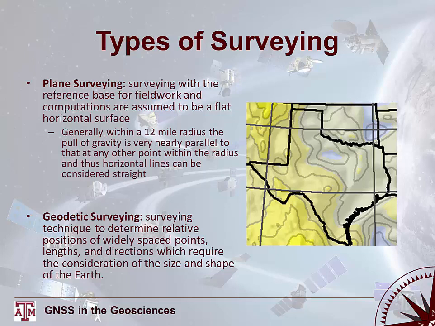So the second type of surveying that we'll cover is geodetic surveying. Geodetic surveying is a technique to determine the relative positions of more widely spaced points, lengths, and directions. Now, this requires the consideration of the size and shape of the Earth, something that planar surveying does not. So in other words, geodetic surveying is an approach that's useful for all size areas, small or large, but is also capable of accounting for the abnormal size and irregularities in the size and curvature of the Earth's surface.